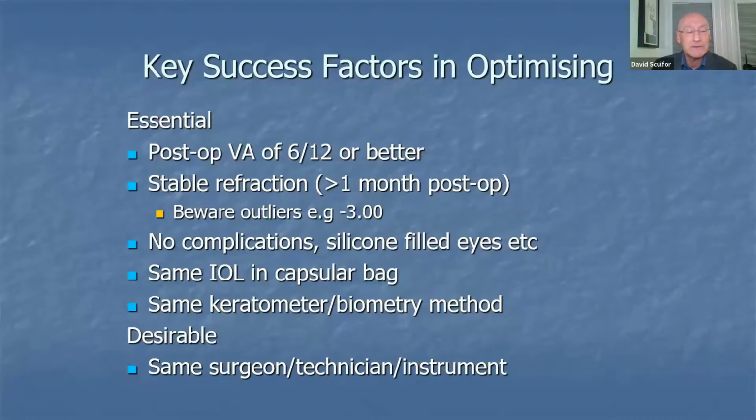And ideally you'll use the same keratometer and biometry method. If you really want to be obsessive, as Warren Hill is, then you will calculate your own A constants for each surgeon, technician and instrument combination.